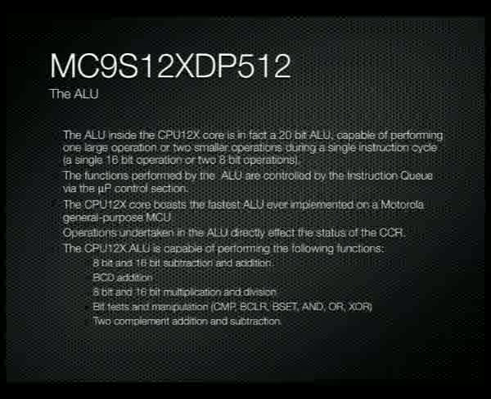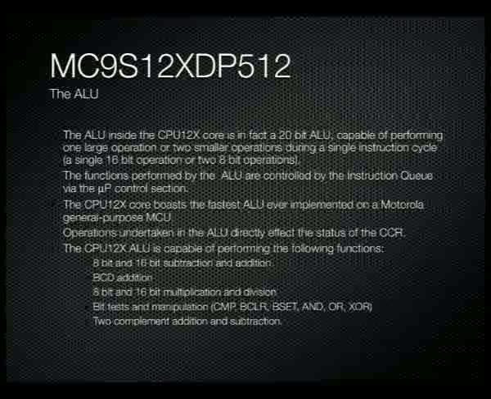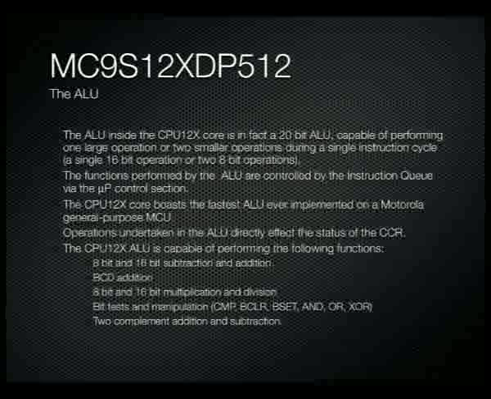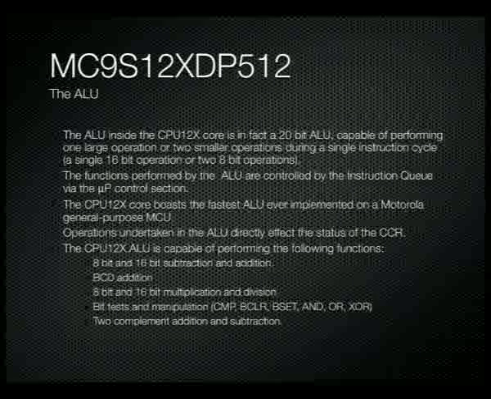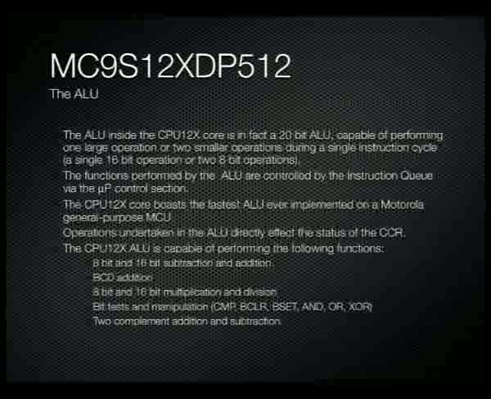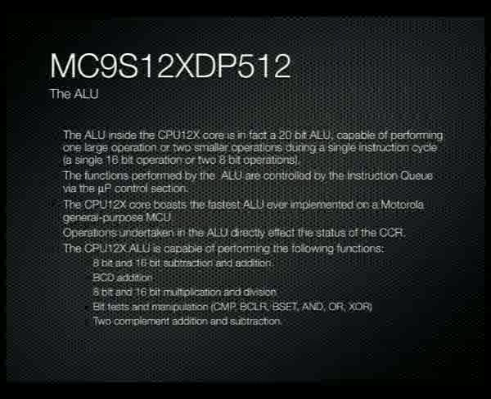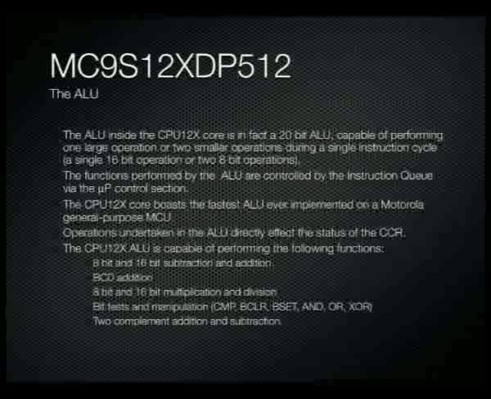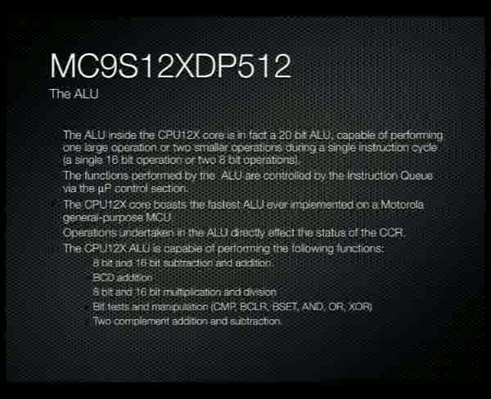The functions that we can do in our ALU are controlled by the instruction queue via the microprocessor control section. So the control is simply taking the values from the instruction queue, running them through the instruction decoder, and then of course setting the various control lines on our arithmetic logic unit to implement that particular action that we want it to do. The CPU12X core boasts the fastest arithmetic logic unit ever implemented on a Motorola or Freescale general purpose microcontroller unit. And of course the operations undertaken in the ALU directly affect the status of the condition code register.